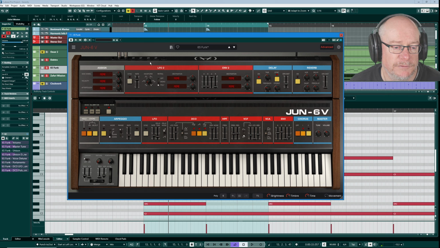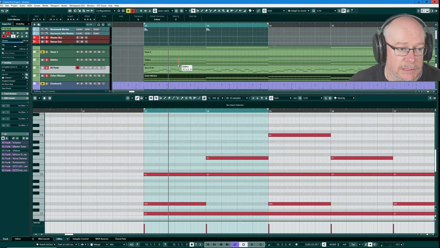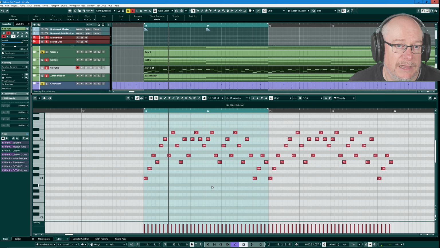This is the simplest of the 3 sequences. The Juno doesn't have a sequencer built into it, so we're going to have to do this by hand. If I play a note on the keyboard, this is what you're going to get. So as I say, that sequence is being built by hand. If we have a look at the pattern, there it is.